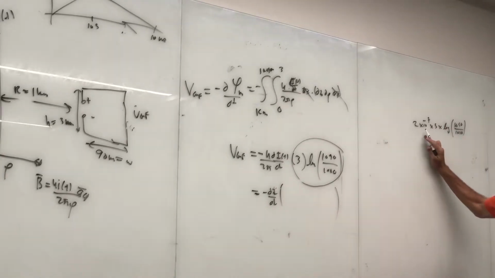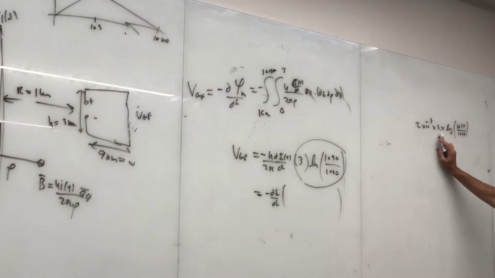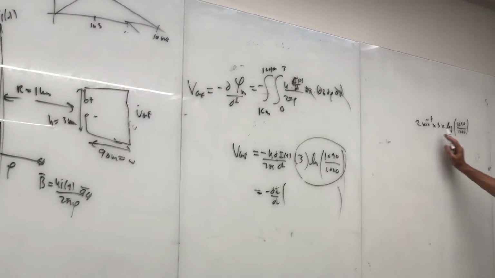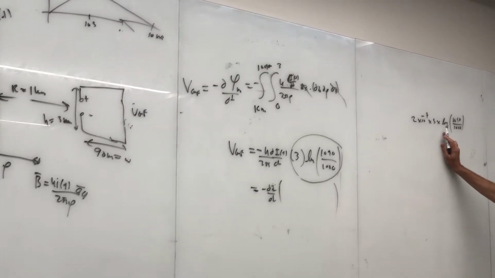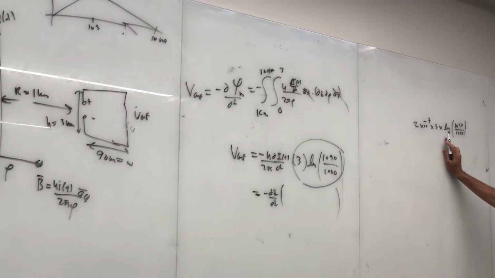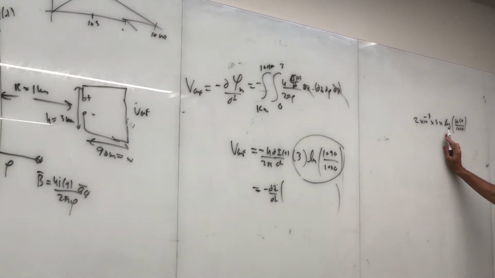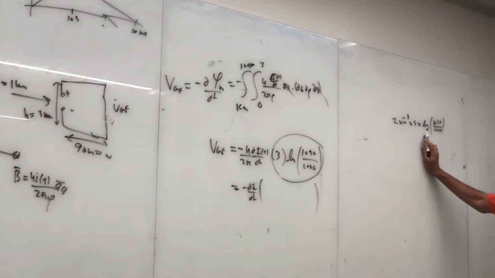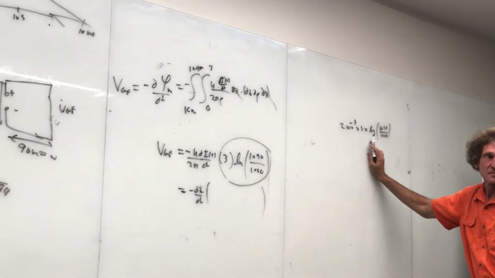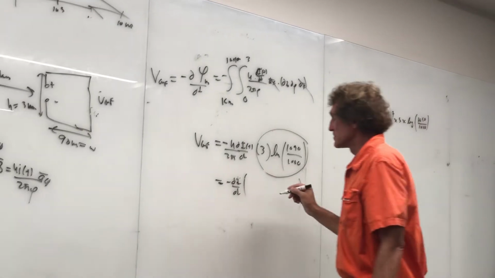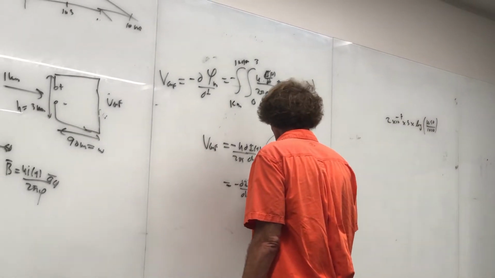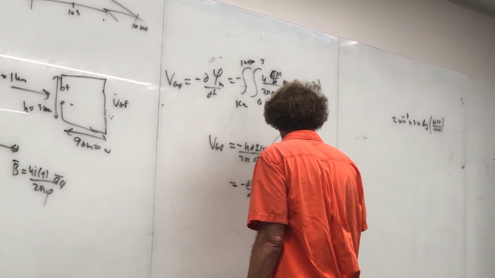That's what I'm looking for. 2 times 10 to the minus 7 times 3, which is 6 times 10 to the minus 7 times the log of that. Anyone? I got 5.2 times 10 to the negative 9. Okay, say that again. 5.2 times 10 to the negative 9. Anybody confirm that?